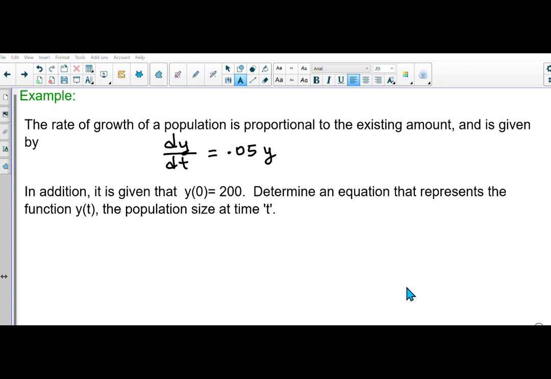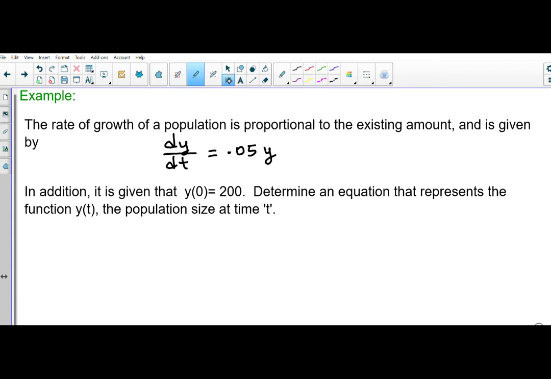Determine an equation that represents the function y of t, which is basically the population size at time t. Okay, so we're going to start from scratch, not assuming anything. And basically, we're going to follow the same steps from the previous video. So if dy/dt equals 0.05 times y, and if we're trying to figure out what y of t is, basically, we need to solve for y in this equation. And what we learned in the previous segment was there's a technique called separation of variables. You put all the y's on the same side and all the t's on the other side. So we're going to begin with that.